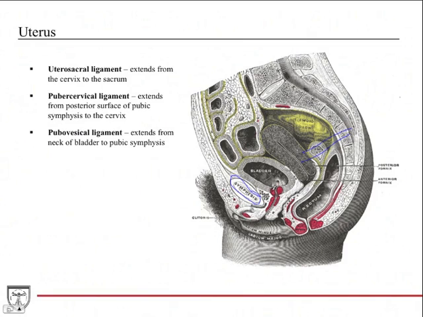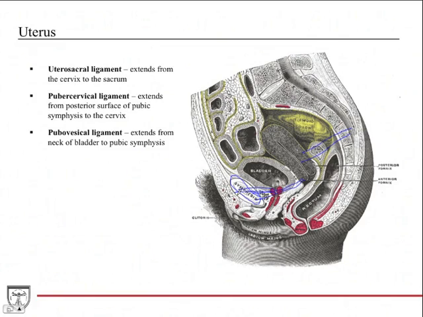So then you have the pubocervical ligament, which extends from the symphysis to the cervix here, and again helps with stability of the uterus. Then you have the pubovesical ligament, which extends from the neck of the bladder here to the pubic symphysis. So you have a smaller ligament here from the neck of the bladder to the pubic symphysis.